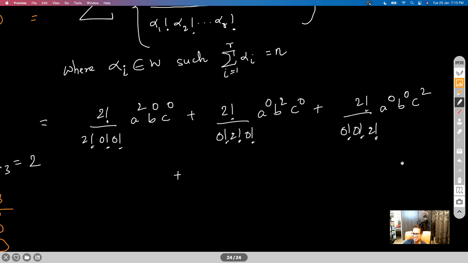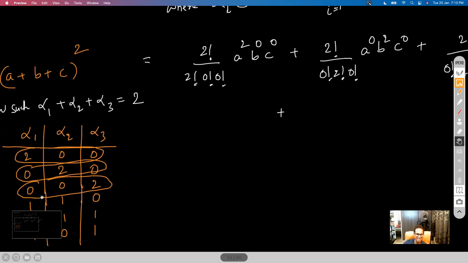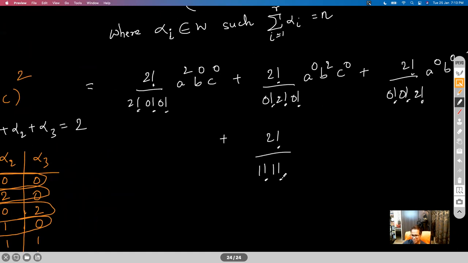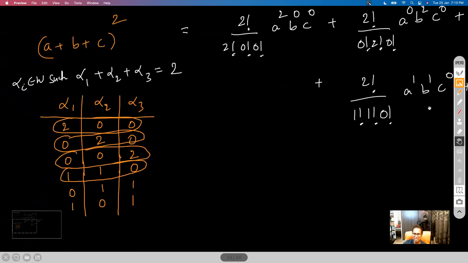Then focus on the fourth one. This is our fourth one. Alpha 1 is 1, alpha 2 is also 1, alpha 3 is 0. So it will become 2 factorial, 1 factorial, 1 factorial, 0 factorial, a to the power 1, b to the power 1, c to the power 1. Again, the next term will come from this one.